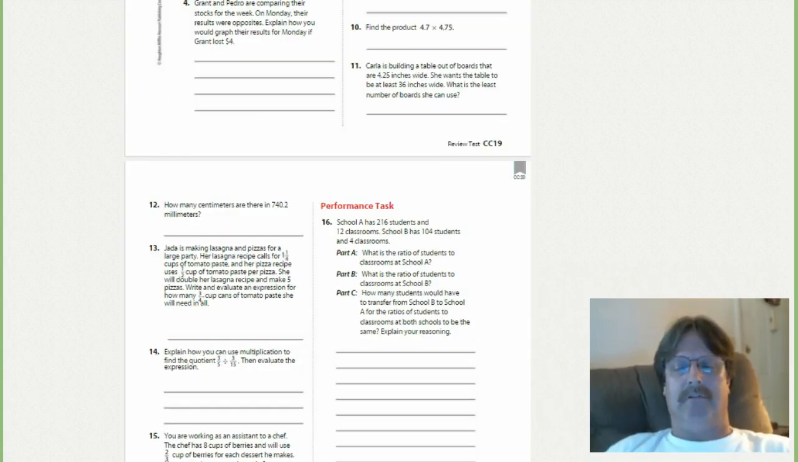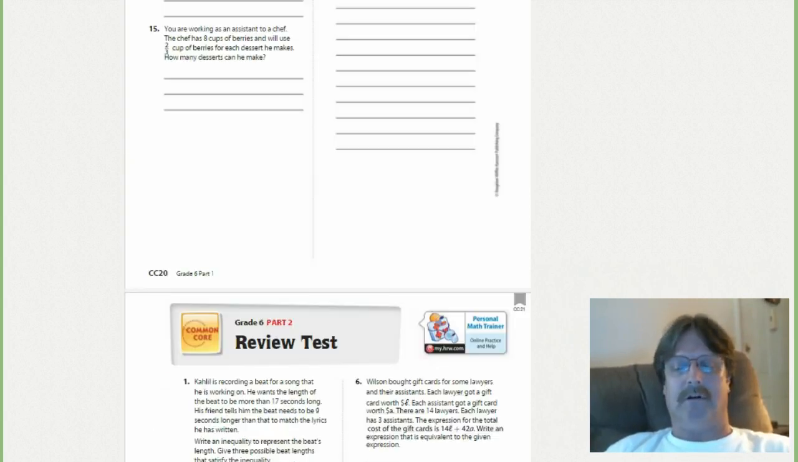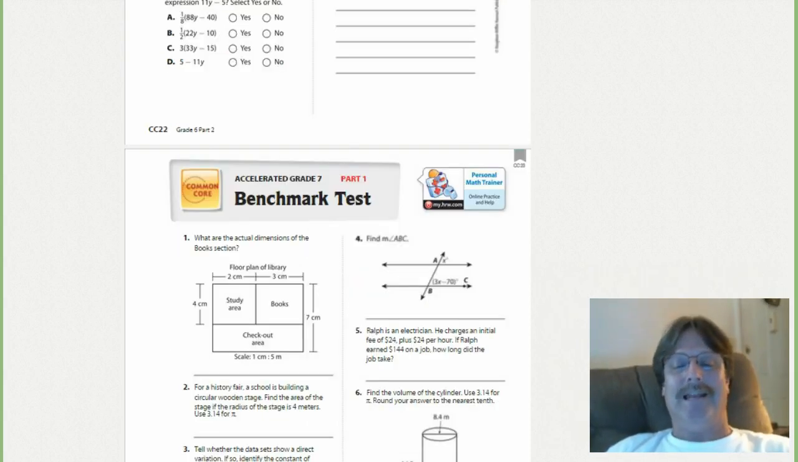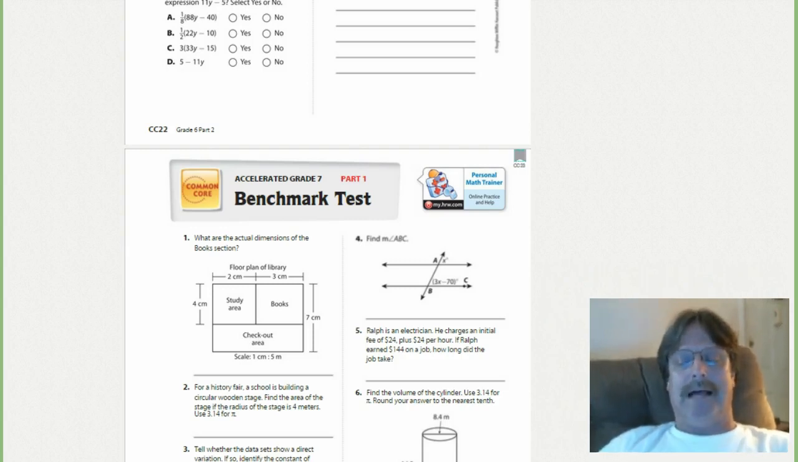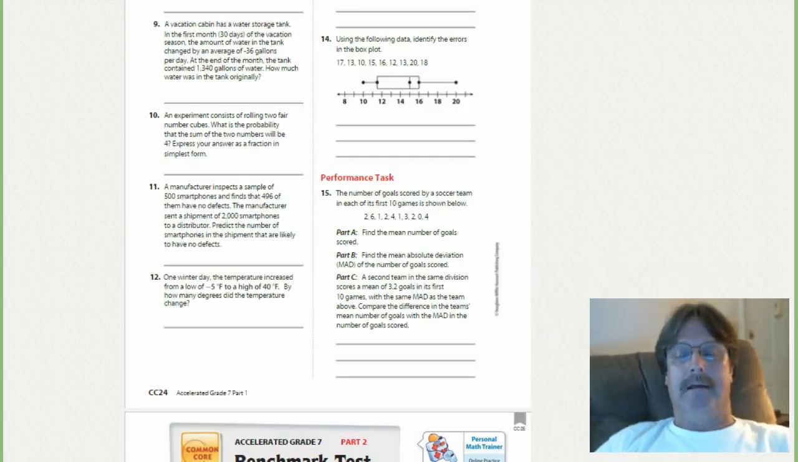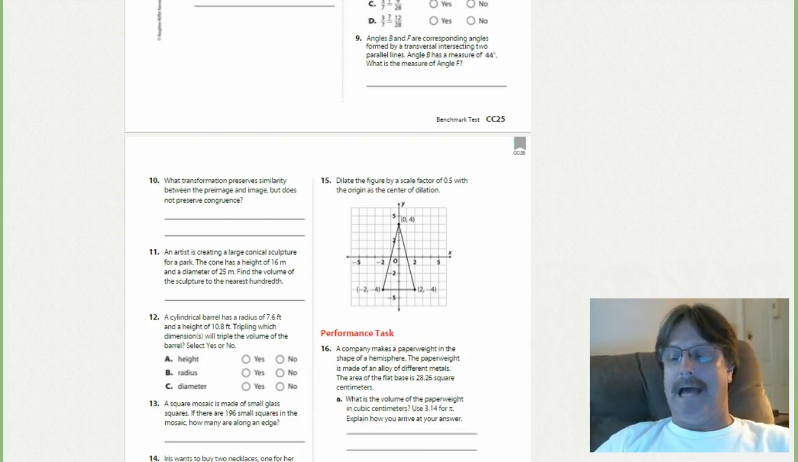And then there's a review test from what you guys have learned in 6th grade. You have to remember everything that you have, prior understanding, you should have brought. You've got to remember that because we're going to be using that. You want to build off of that work. There's a benchmark test for 7th grade that kind of tells us where you would be at.